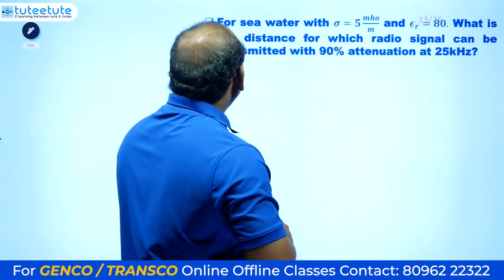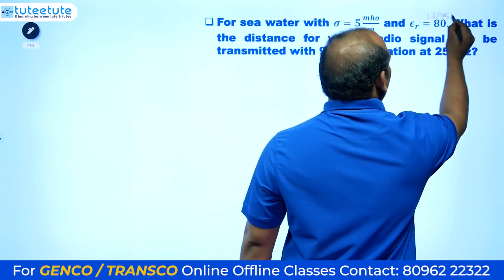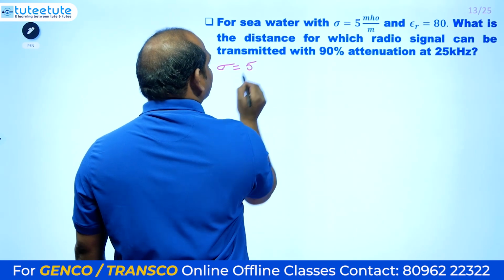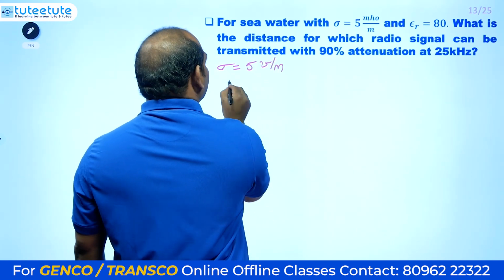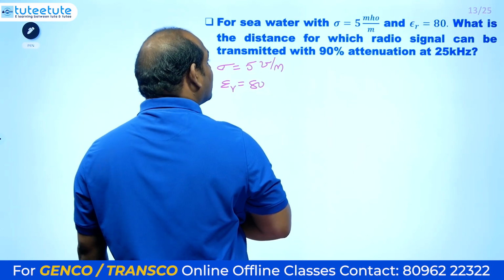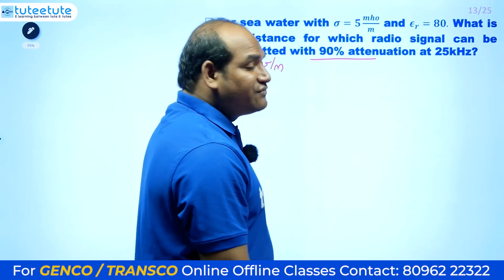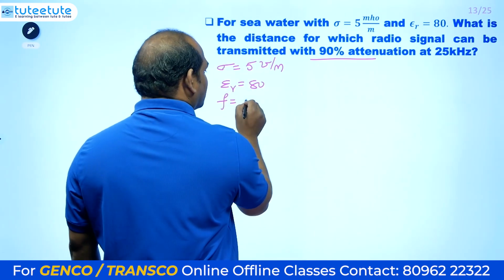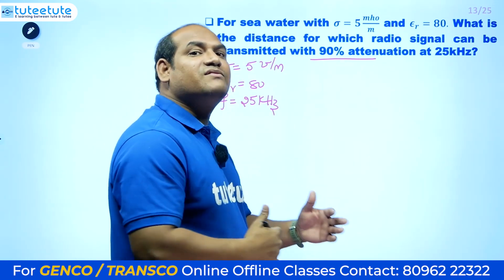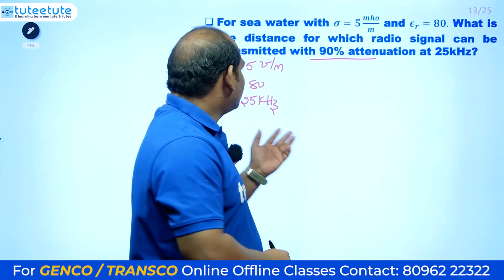Next question. For seawater with sigma equal to 5 mho per meter and epsilon r equal to 80, what is the distance for which the radio signal can be transmitted with 90% attenuation, at frequency 25 kilohertz? They asked how much distance the wave has to travel with this 90% attenuation. Some frequency they have given.